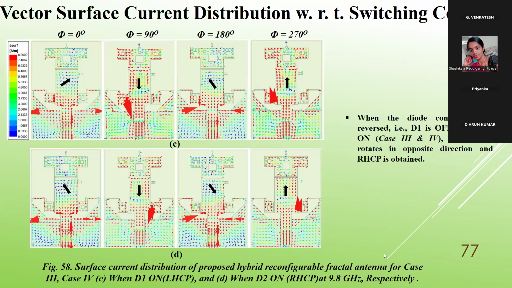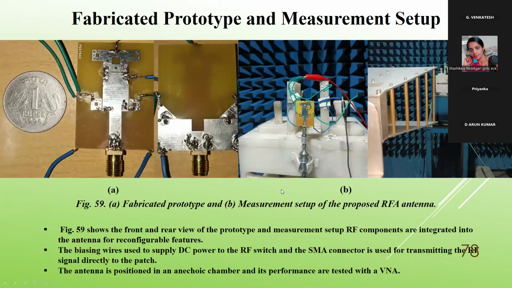Coming to the next, the case of D1 on, cases 3 and 4. When D1 is on we get LSCP and when D2 is on we get RSCP at frequency 9.8. These are the surface current distributions for 0 degree, 90 degree, 180 and 270 degree. This can be checked with the vectorial orientation of the current distribution.